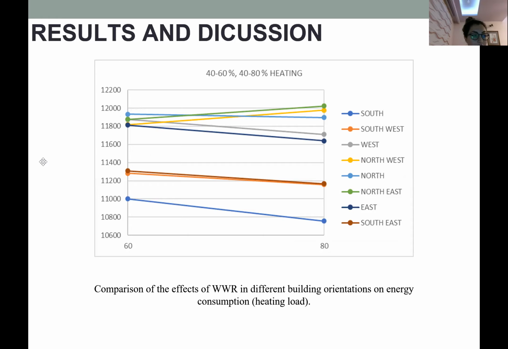Assuming the window-to-wall ratio remains constant at 40% on the opposite side of the specified facade, the heating load decreases by the maximum amount on the south side of the building and by the minimum amount on the north side. However, on the northwest and northeast sides, when the window-to-wall ratio is increased from 20% to 60%, the heating load of the building increases.